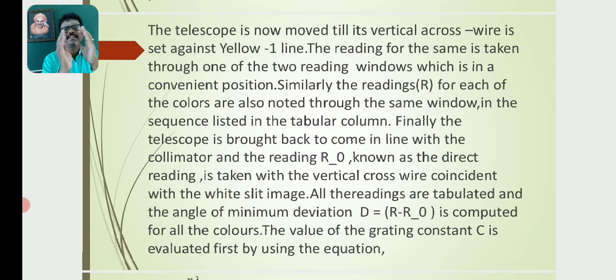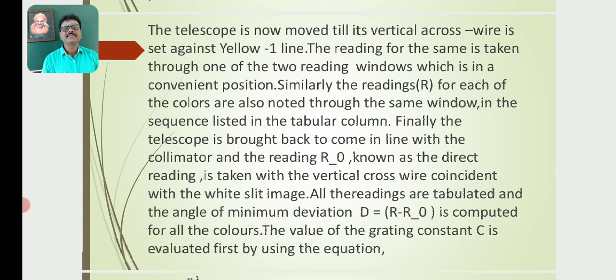Finally, the telescope is brought back in line with the collimator, and the reading, called the direct reading, is taken with the vertical crosswire coincident with the white slit image.